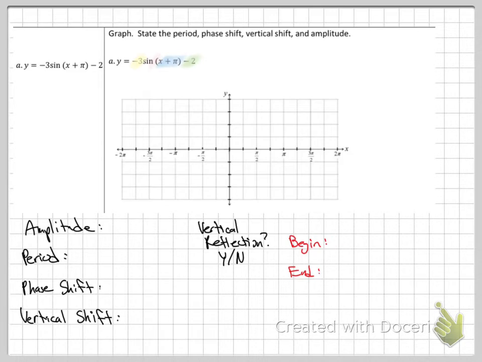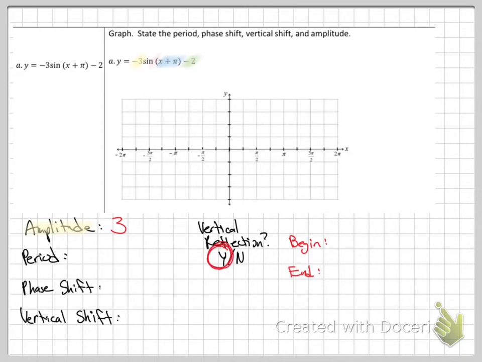So here we go. Let's match up our colors. A is going to give you the amplitude, but amplitude is never negative. Are you listening? Amplitude is never negative. Amplitude is a height, and heights are never negative. So the amplitude for this is 3. Because it's negative, yes, there's a vertical reflection.